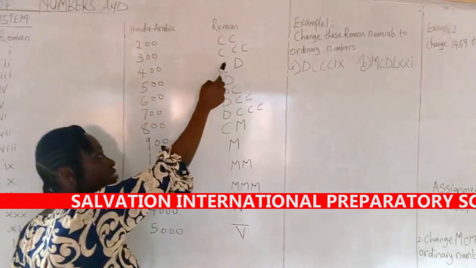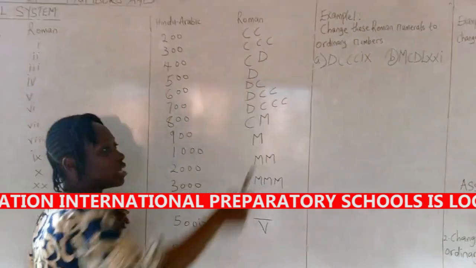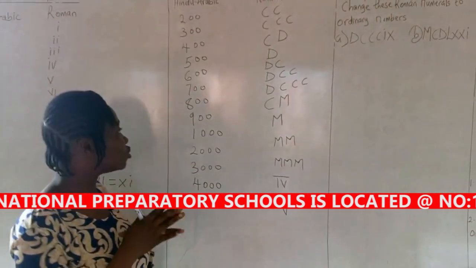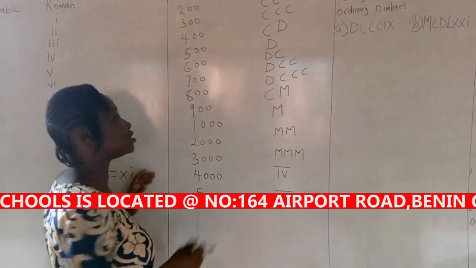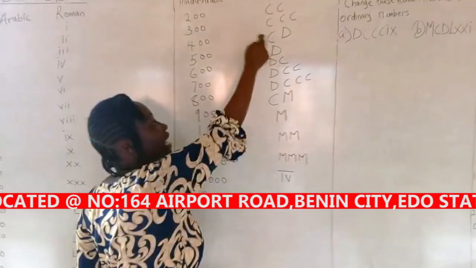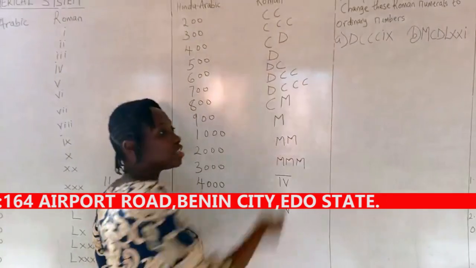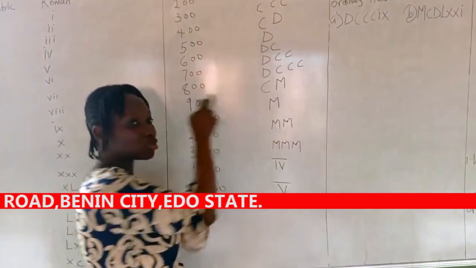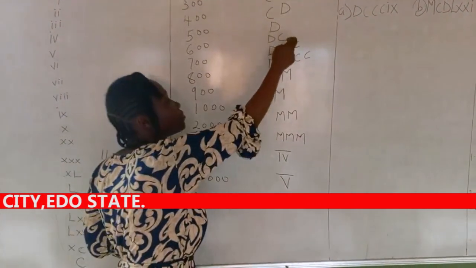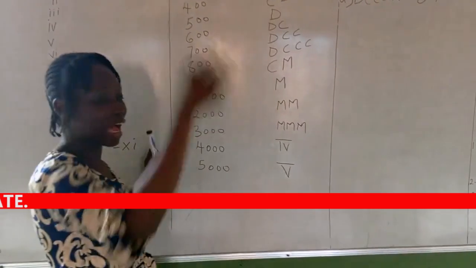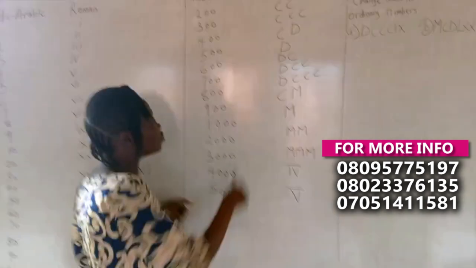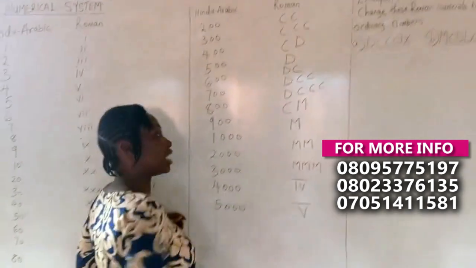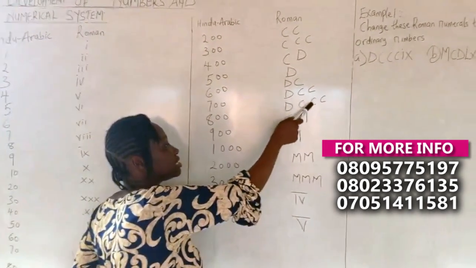Then you subtract 100 from 500 to give you 400. Having gotten that, we move on to 600, where you will not have it at the back, but this time in the front. When you put it at the back, you are subtracting, but when you put it in the front, to the right-hand side, that is addition. So your 600 is DC, your 700 is DCC, your 800 is DCCC.